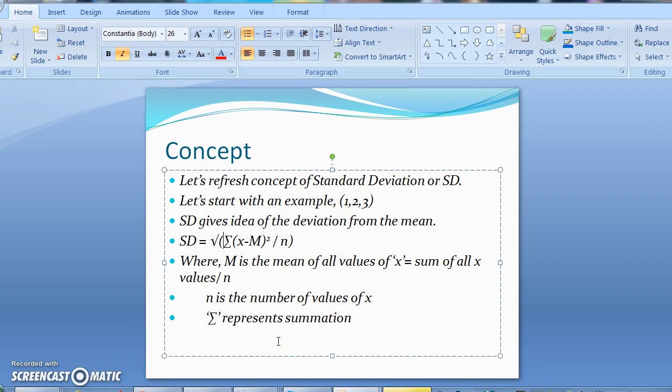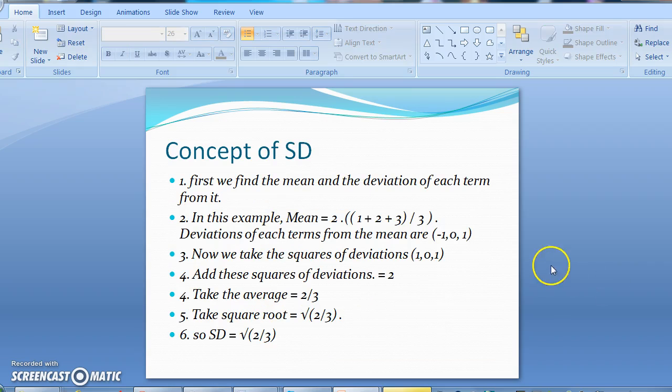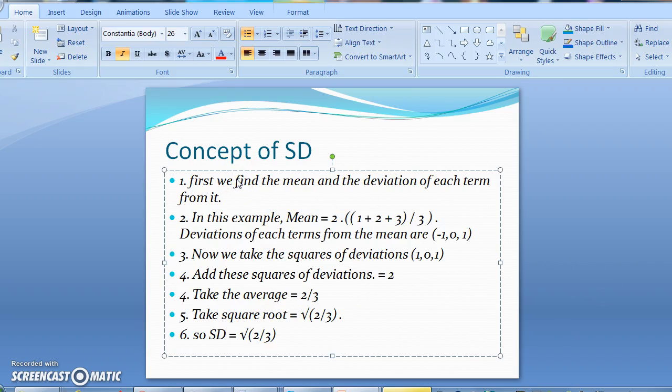It is a horrible, dreadful formula, I know, but we're going to break it down and understand it very easily. Rather than go with this formula, we're just going to understand what deviation is and what standard deviation is, and look at an example, which is 1, 2, 3. So don't worry at all. I know this formula is almost dangerous and devilish, but we're not going to use it. First, we're going to find the mean and the deviation of each term from it.